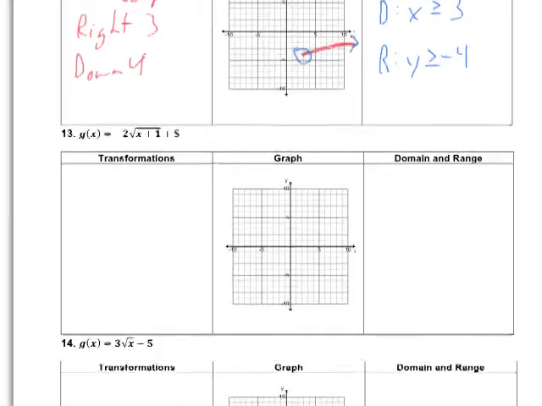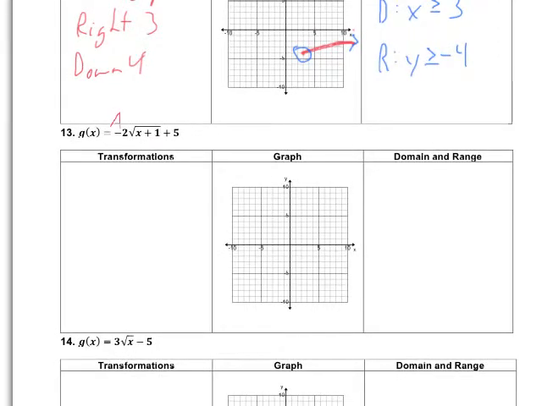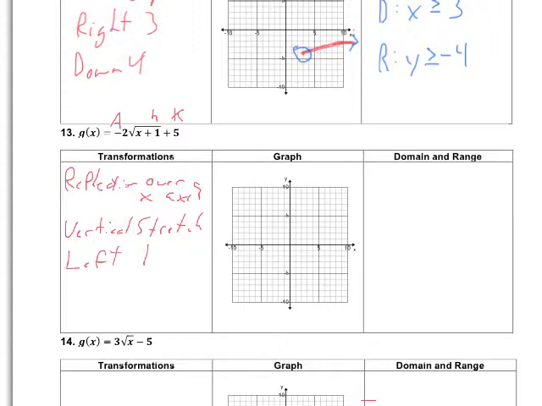Okay, moving on to number 13. Again, we've got those three numbers that we need to explain, the a number, the h number, and the k number. Now this time the a number has a little bit more going on. There's a negative on it, so it's going to be a reflection. And we would say it's a reflection over the x-axis. It's the number 2, so it's a number bigger than 1, so that means it's a vertical stretch. Now the h number is +1, that means it's going to go left 1. And the k number is +5, so that means it's going to go up 5.